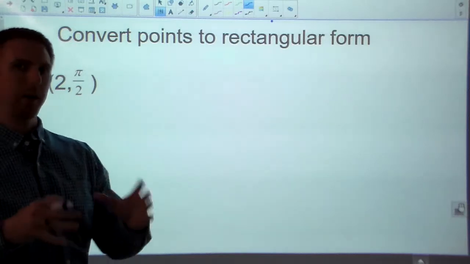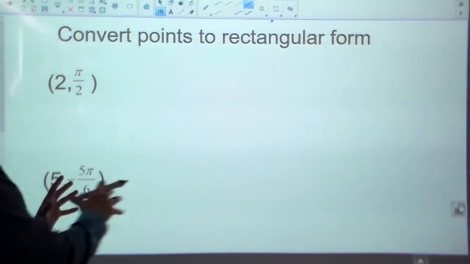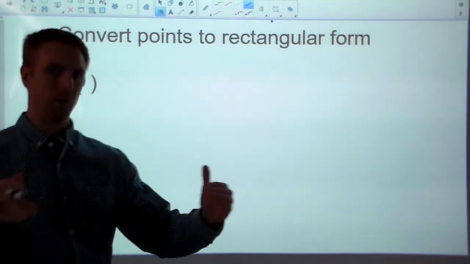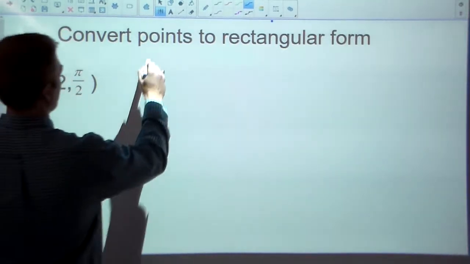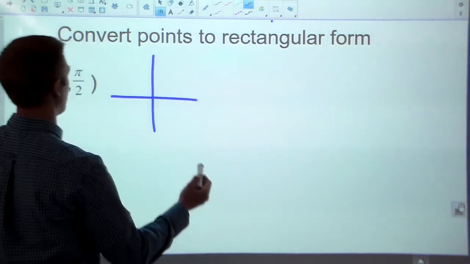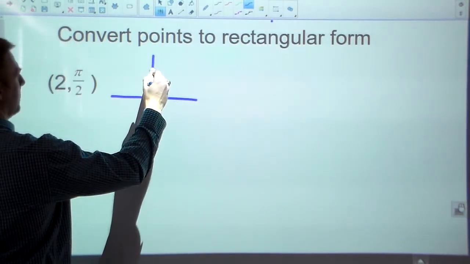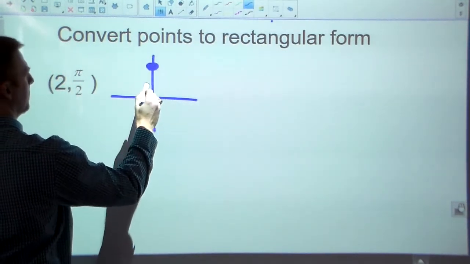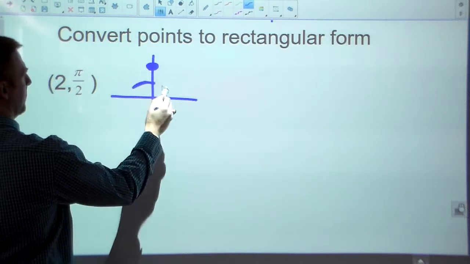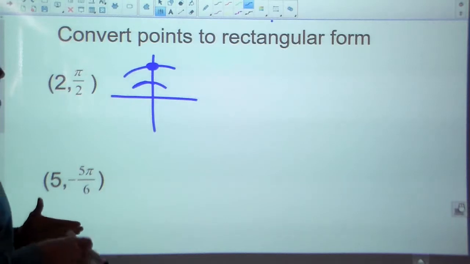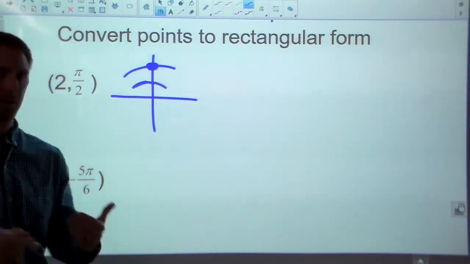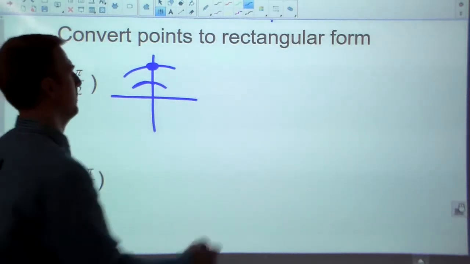All right, so let's talk about how we convert from a polar coordinate back to our normal rectangular XY grid. So we've got (2, pi over 2). Let's just start with how that would look in polar coordinates: an angle of pi over 2 and a radius of 2. If you're thinking about circles, that puts you right there. That one's pretty easy to just look at and tell. On a normal coordinate plane, that would be (0, 2).